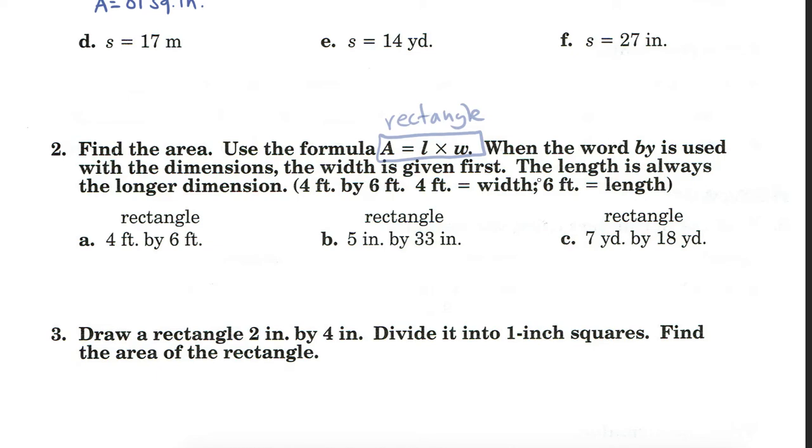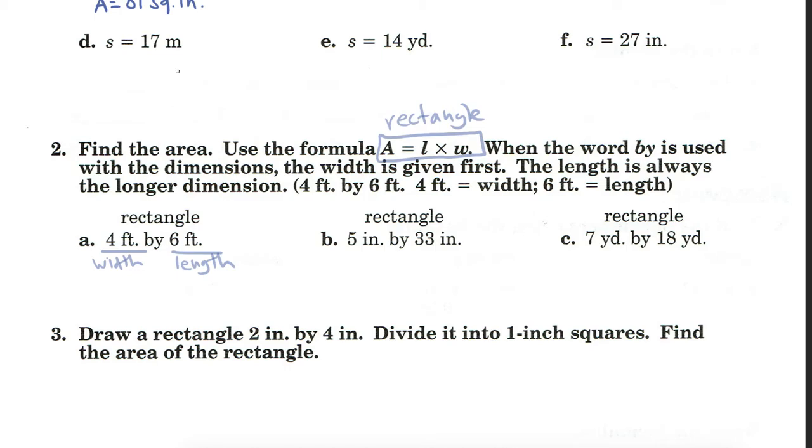Whenever you see dimensions for something, they always show the length first. Sorry, length is always the longer dimension. I totally did that wrong. They always give you the width first. The width is given first, so this is the width. The next part is the length. Sorry about that. So the width is 4 and the length is 6.